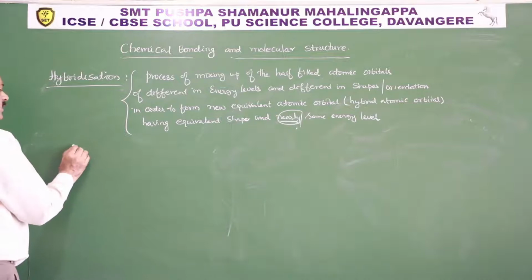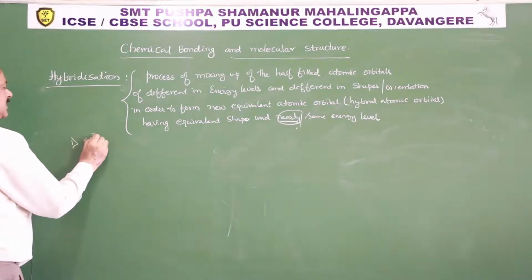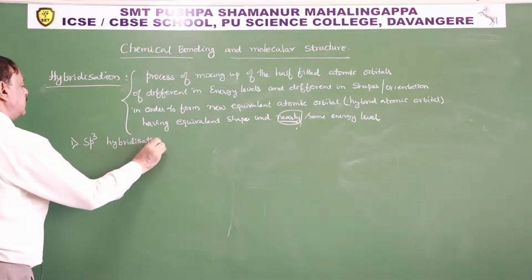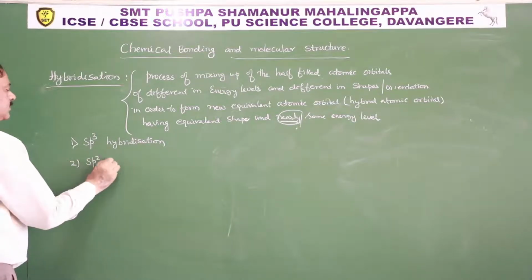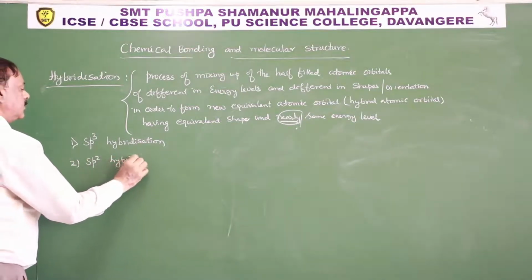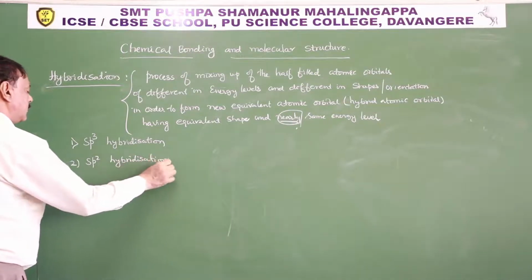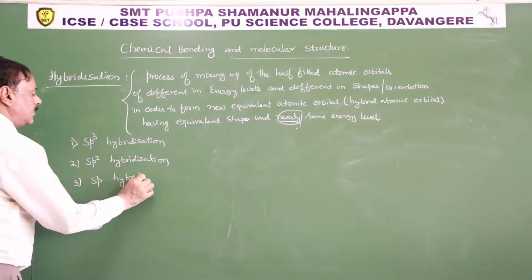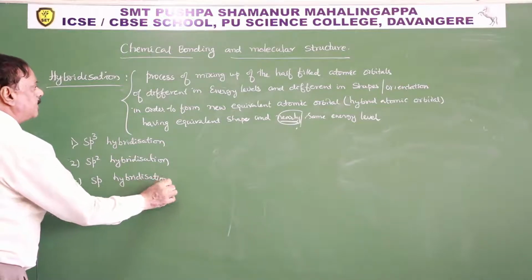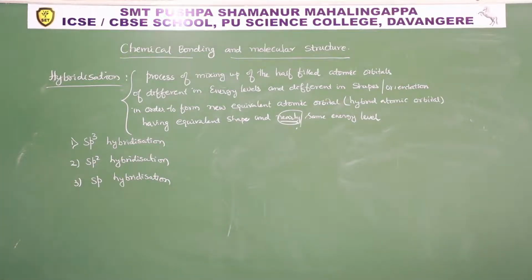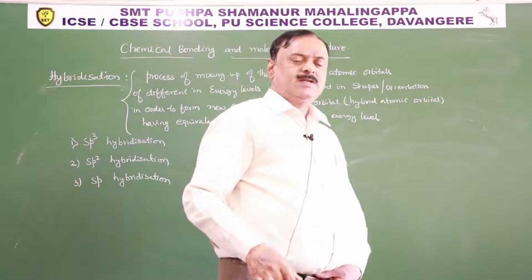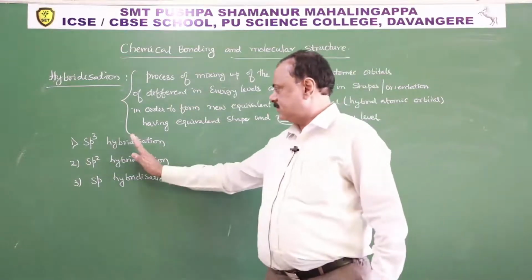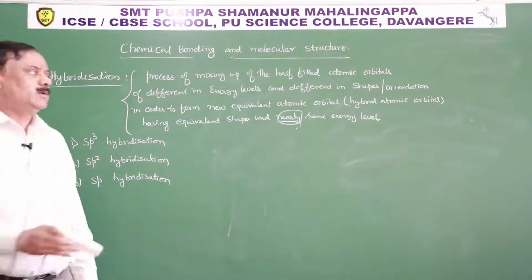Now in your syllabus we have 3 hybridizations. First one is called sp3 hybridization, sp2 hybridization, and sp hybridization. We have 3 types of hybridization in your syllabus: sp3, sp2, and sp. Very important hybridizations included in your syllabus.